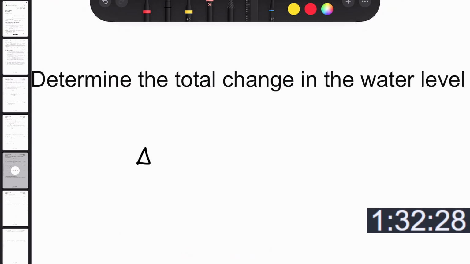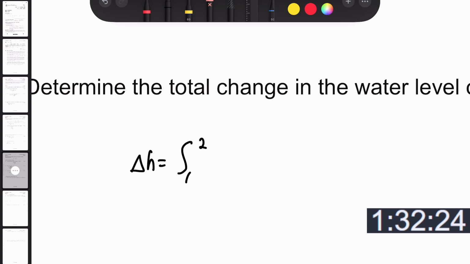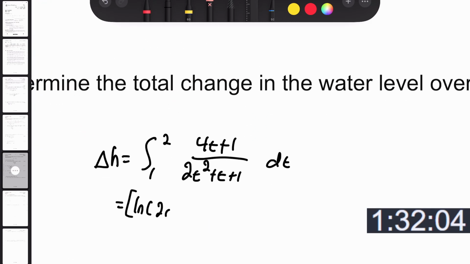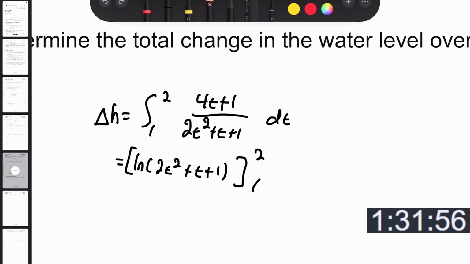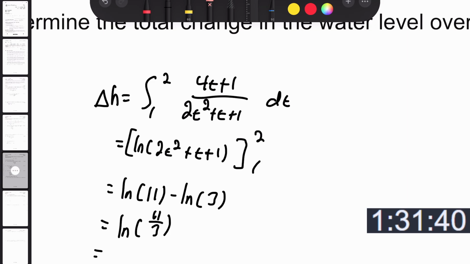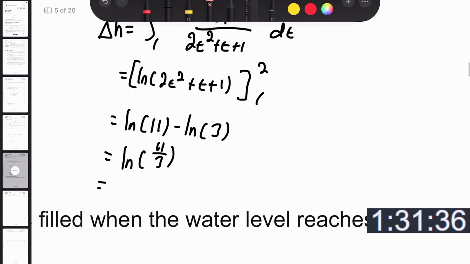So then delta h is going to be equal to the integral from 1 to 2 of 4t plus 1 all over 2t squared plus t plus 1 dt. So this is going to be ln of 2t squared plus t plus 1 from 2 to 1. So we get ln of 11 minus ln of 3. So ln of 11 on 3, or 11 divided by 3, 1.299 or 1.30, is it centimeters?